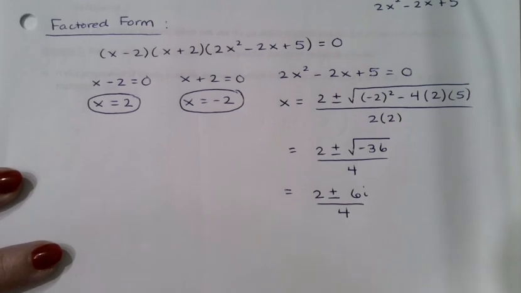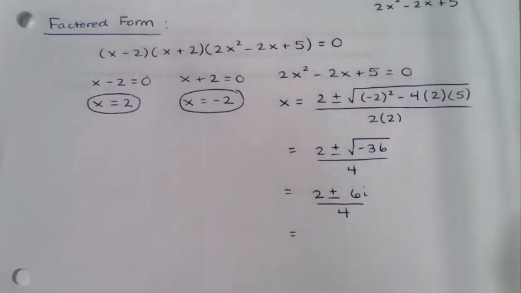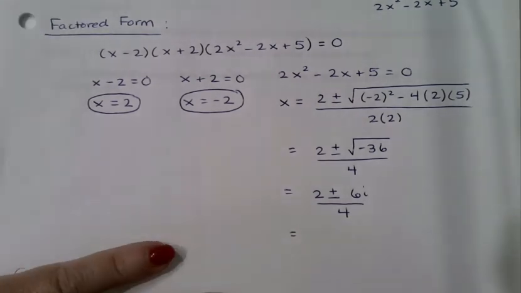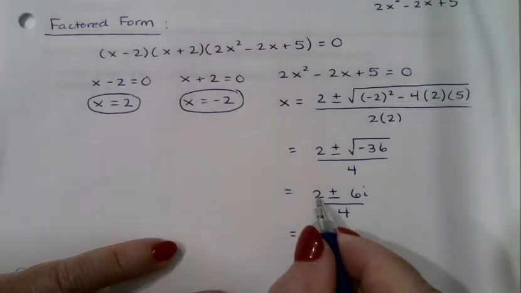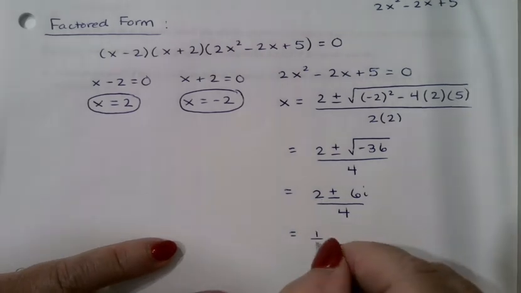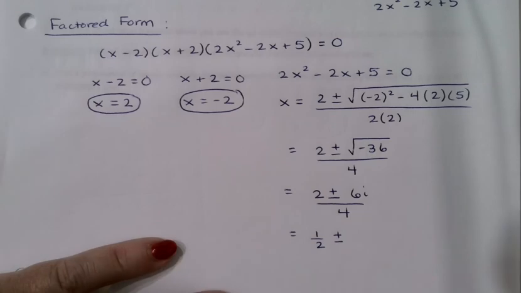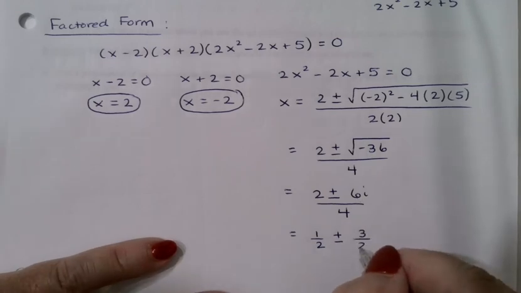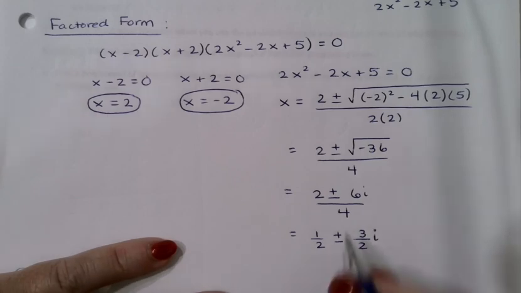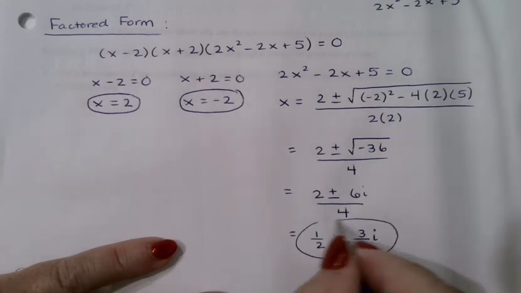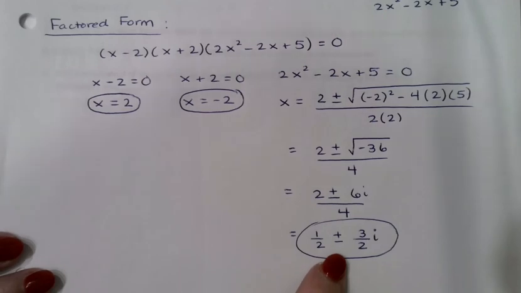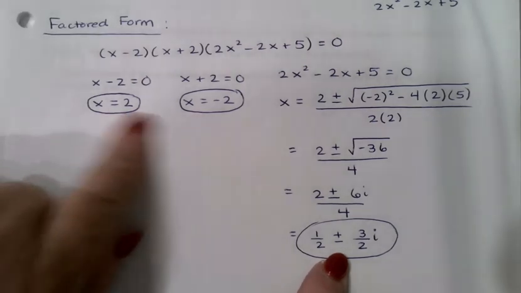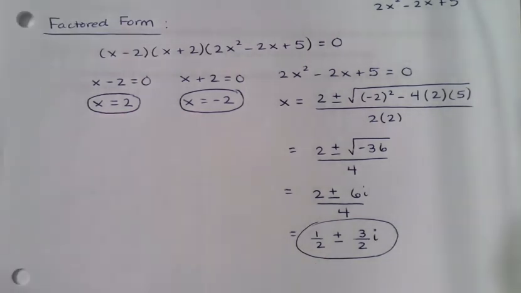And if I do split this up and write it as real part plus imaginary part, like we're expected to do with imaginary answers, 2/4 reduces to 1/2, plus or minus 6 over 4 reduces to 3/2 i. And so there we go. We got 2 solutions here, 2 more there for a total of 4 solutions. And we found all 4 solutions to our 4th degree equation.